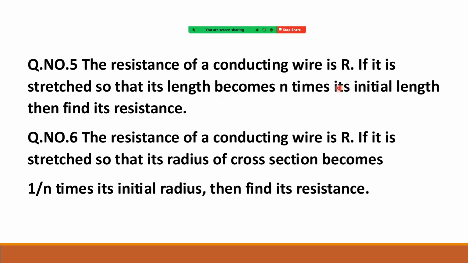You can see the first two questions we have just discussed. A resistance of a conducting wire is R. If it is stretched so that its length becomes n times its initial length, then find its resistance. So it becomes n squared times, right? Next, a resistance of a conducting wire is R. If it is stretched so that its radius of cross section becomes 1 by n times, we have seen that resistance is proportional to 1 by R power 4. That means resistance becomes n power 4 times.